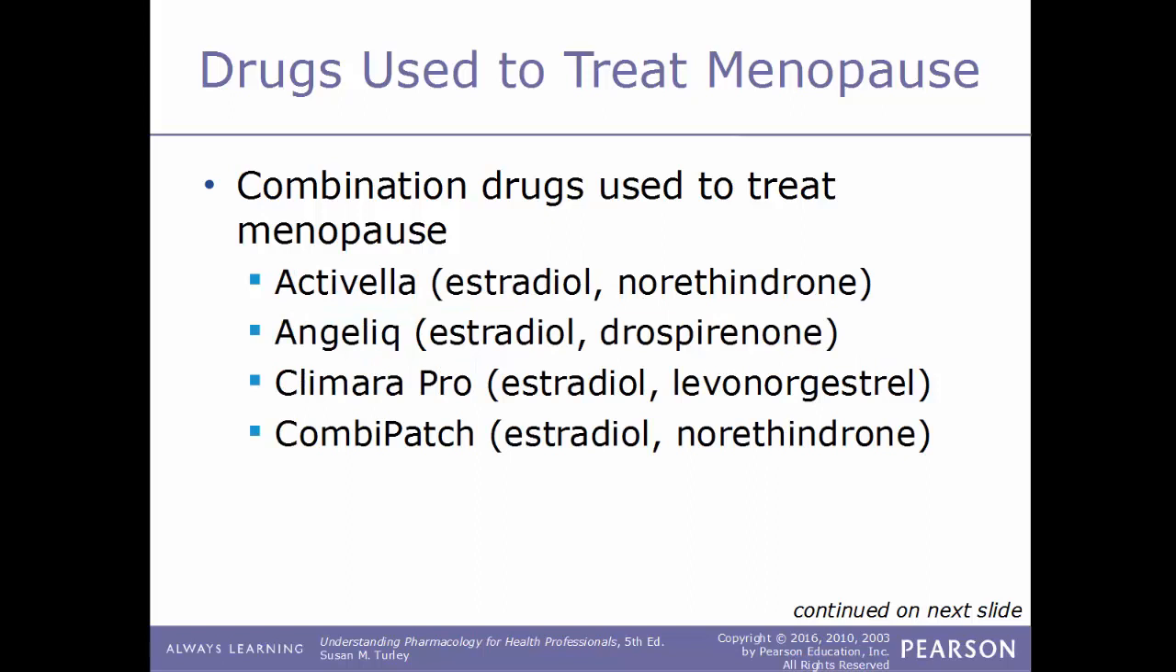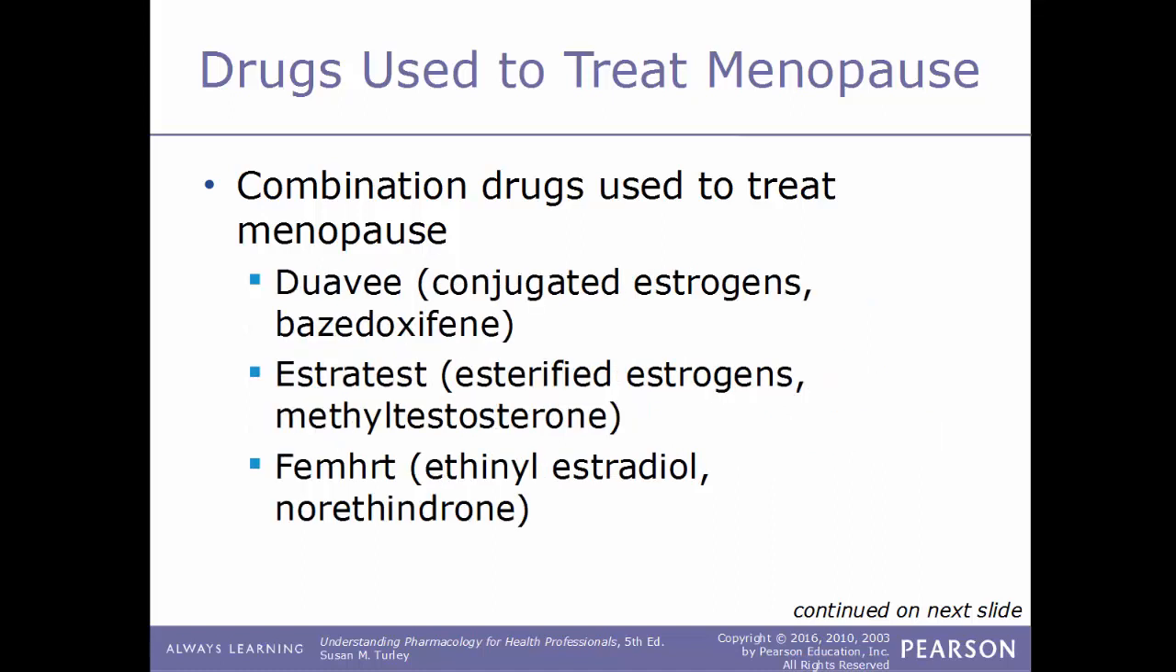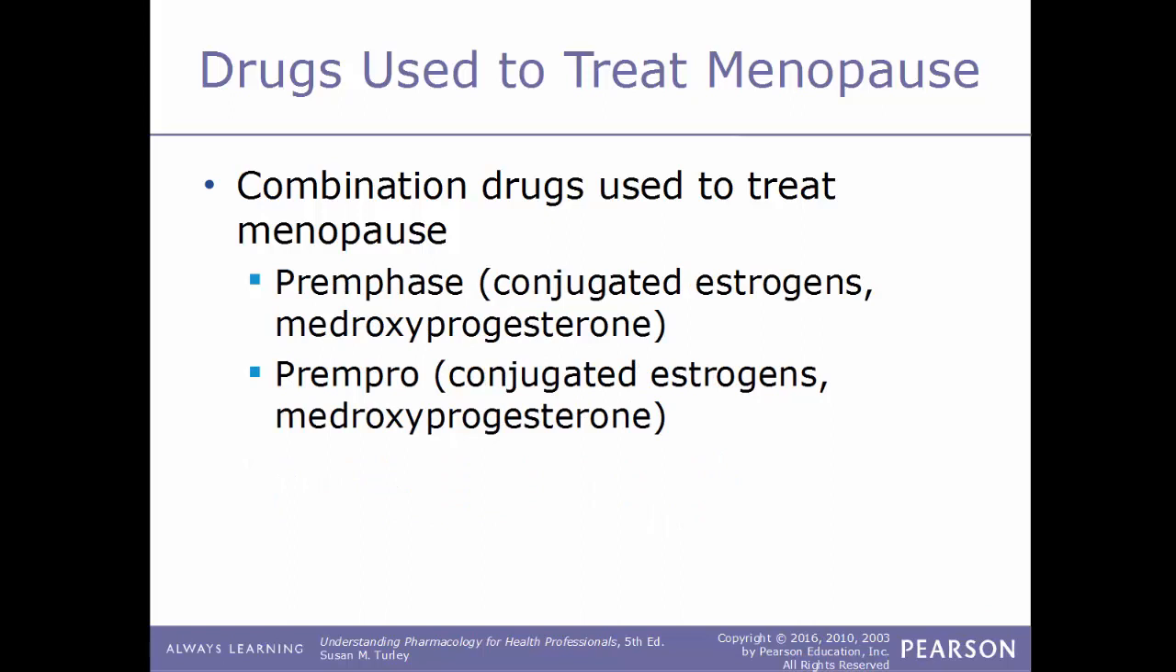Some examples of combination drugs that are used to treat menopause would include Activella, which is a combination of estradiol and norethindrone, Angeliq, a combination of estradiol and drospirenone, Climara Pro, a combination of estradiol and levonorgestrel, CombiPatch, which is a combination of estradiol and norethindrone, Duavee, which is a combination of conjugated estrogens and bazedoxifene, Estratest, a combination of esterified estrogens and methyltestosterone, Femhrt, which is a combination of ethinyl estradiol and norethindrone, Prempphase, a combination of conjugated estrogens and medroxyprogesterone, and Prempro, which is also a combination of conjugated estrogens and medroxyprogesterone.